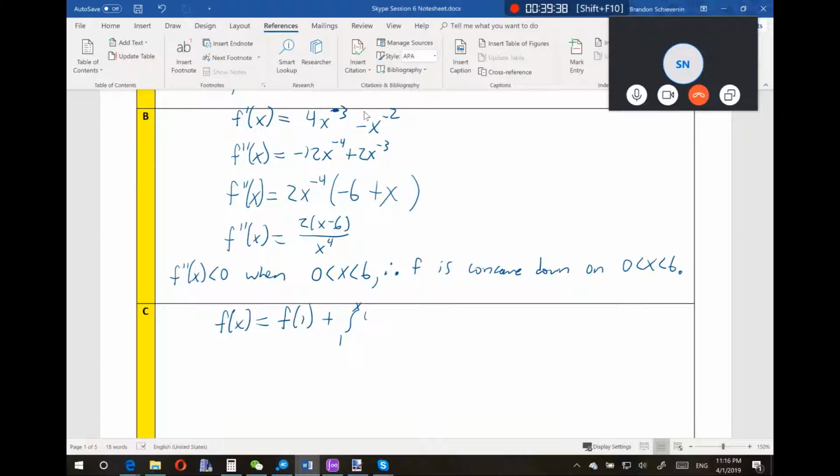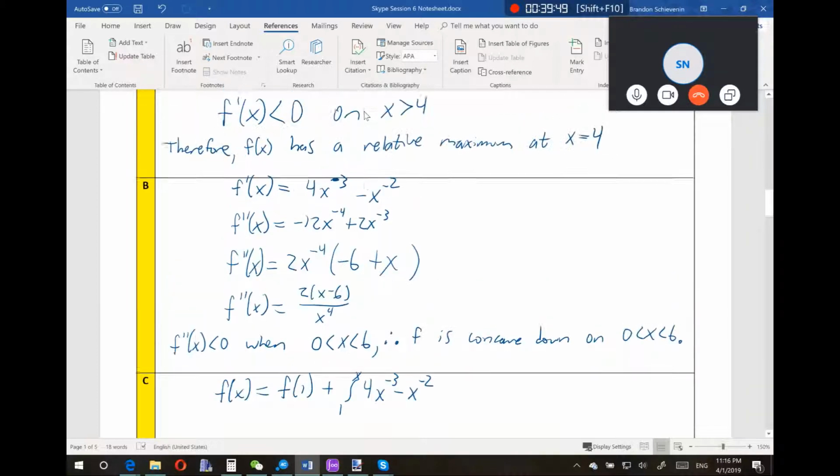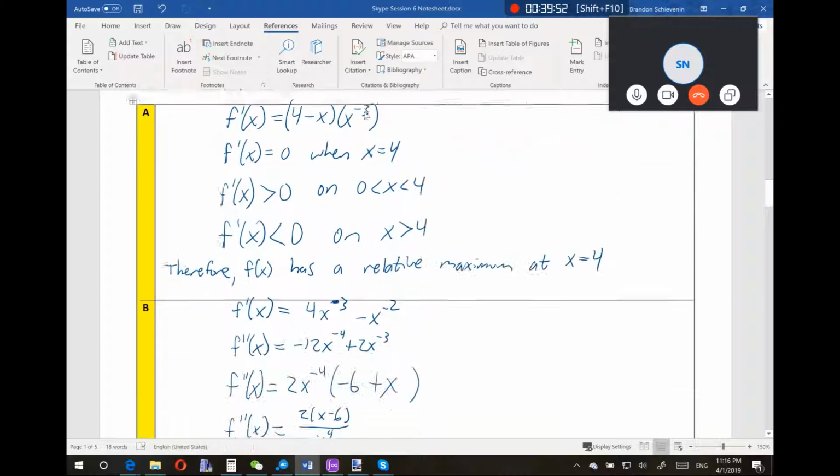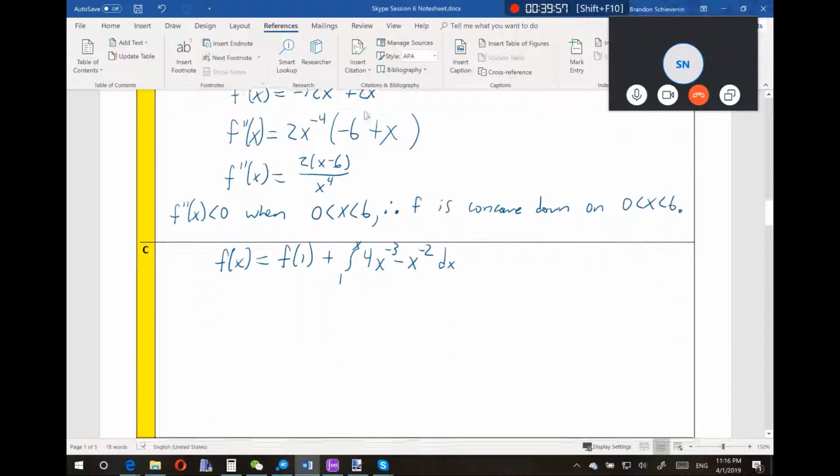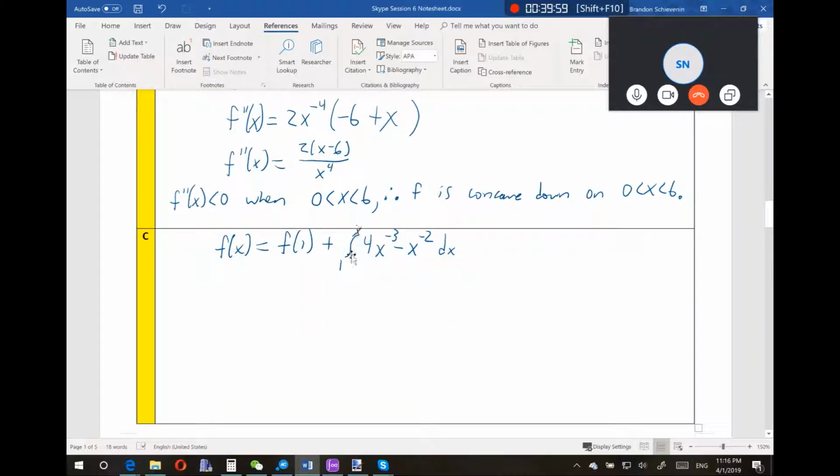This is 4 x to the negative third power minus x to the negative 2 power in terms of x. Probably should have called that a different variable actually, because I've got an x in here already. So I'm going to change these x's to some other variable, t, dt. Okay. So what's going to happen when I integrate?